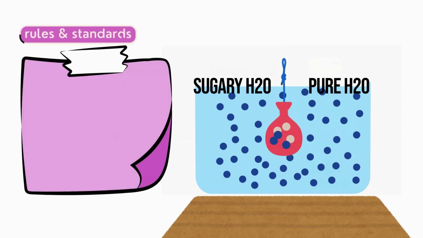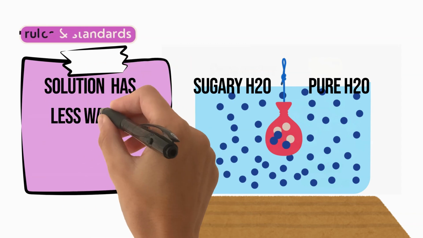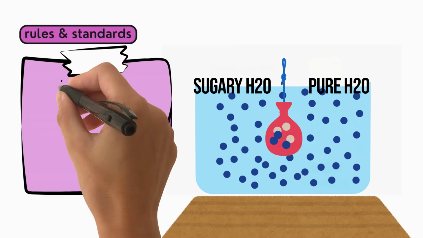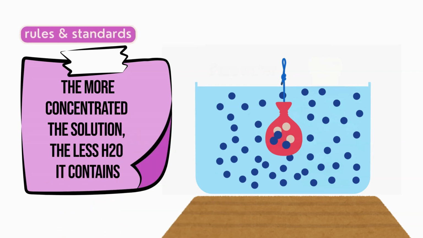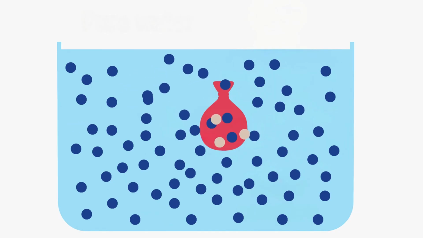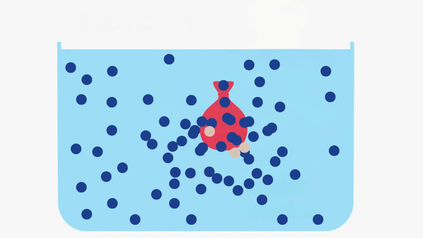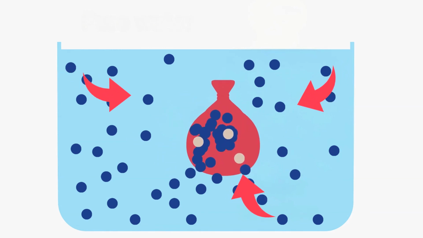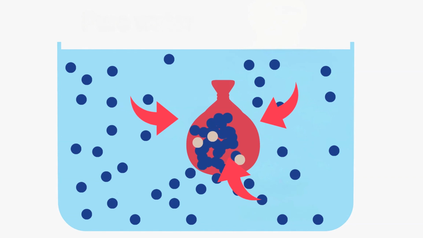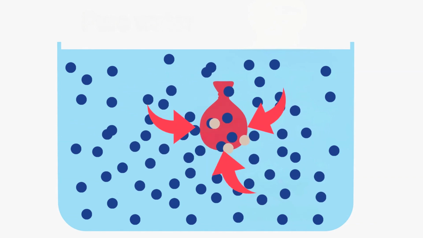Let's make this your golden rule. Solution, any solution, has less water than pure water. The more concentrated the solution, the less water it contains. So, we say it has lower water potential. Now water moves from where there is more of it to where there is less. So in this case, water will move into the bag from the outside, where there's more water and less sugar, into the syrup inside the bag, because the inside has lower water potential.